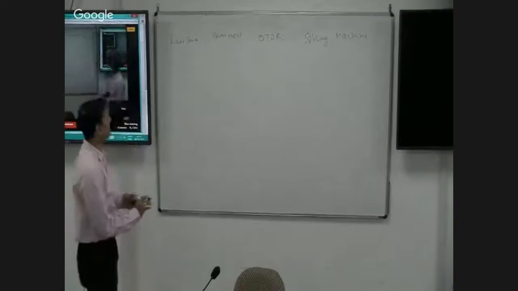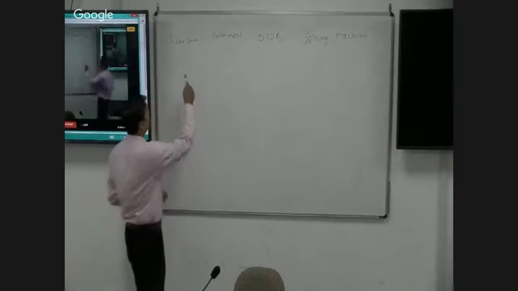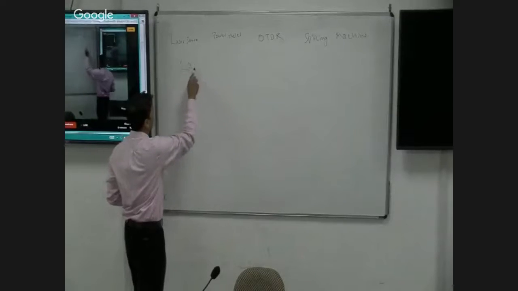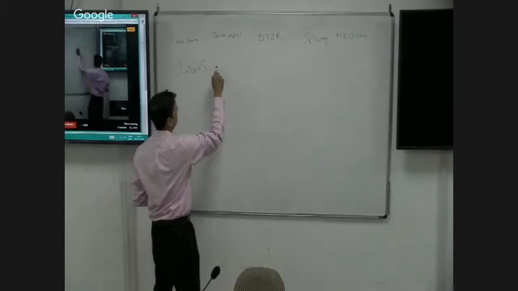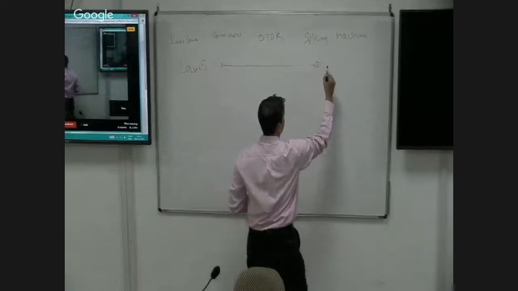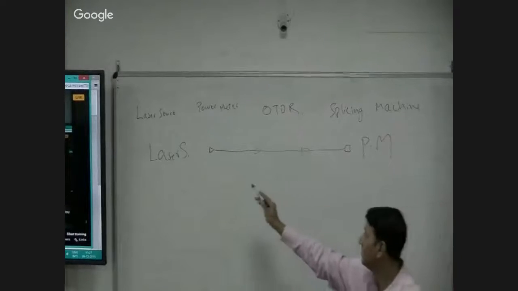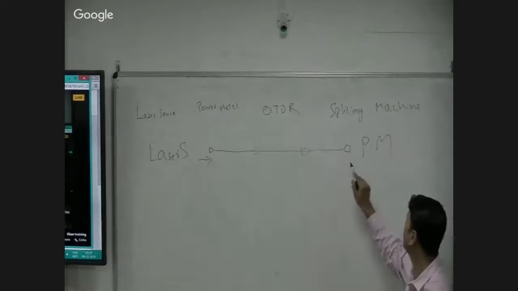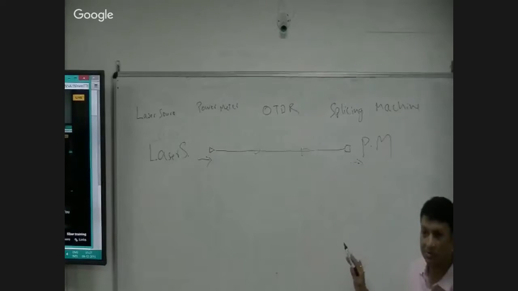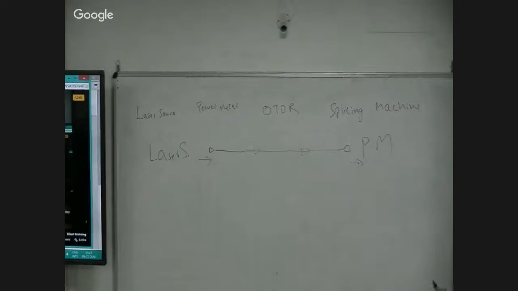So I'll just go through a little of the basics of laser source, power meter, PDR, splicing machine. When you have a laser source, cable, and a power meter, you will be able to see if there are links. You will be able to see what is injected and what is received. So basically, whether the cable is through or not. Whether there is any break in the fiber, you will be able to identify using laser source and power meter.